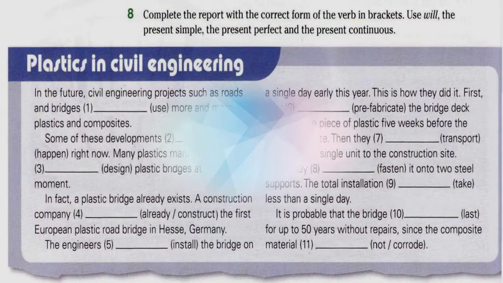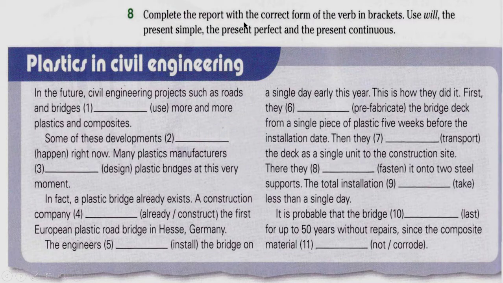Coursebook page 18, exercise 8. In this exercise, you have to complete the report here with the correct form of the verb in brackets. Use will, the present simple, the present perfect, and the present continuous. Take your time to complete the report. When you finish, please play the video again to check your answers.